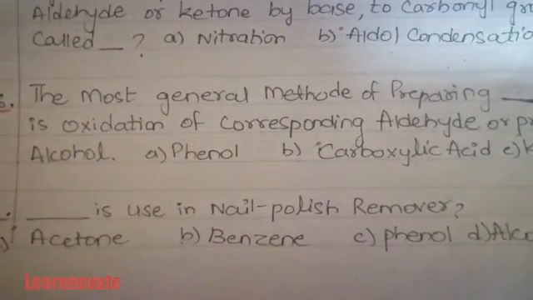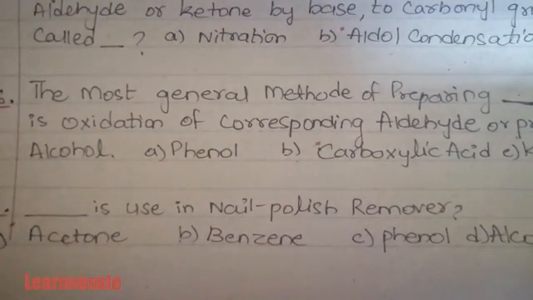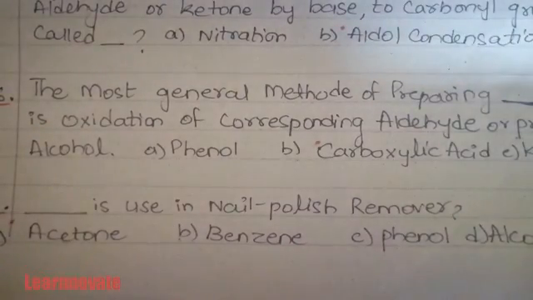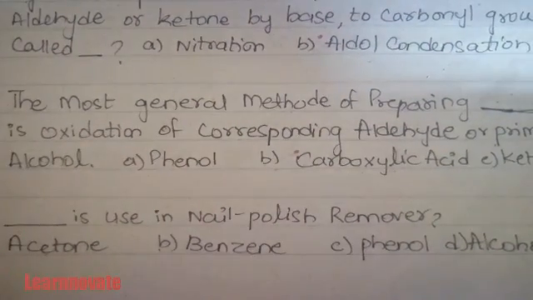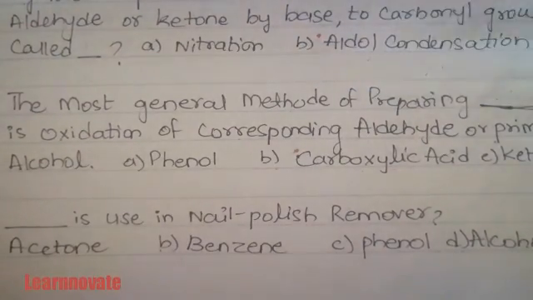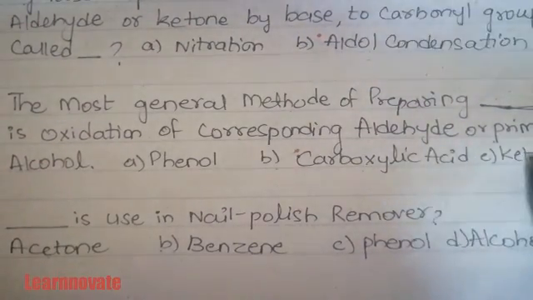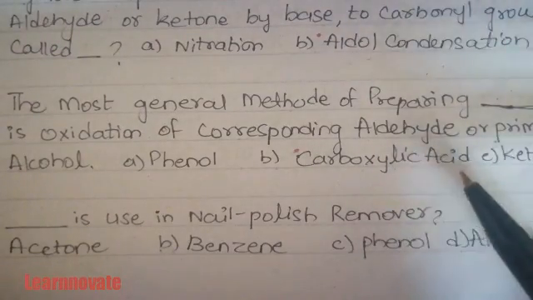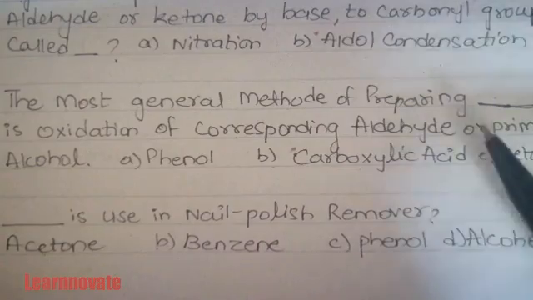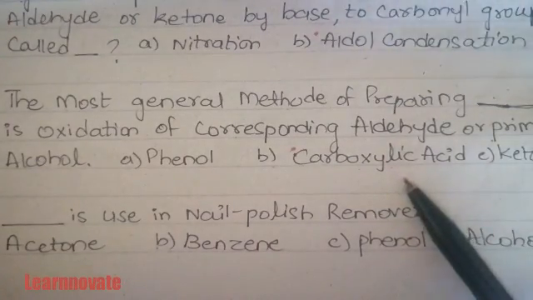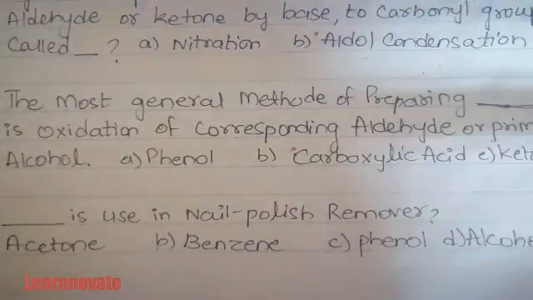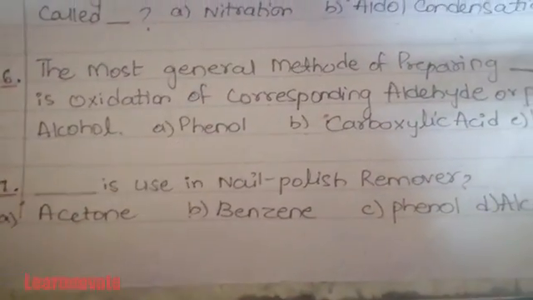Question number 6 says the most general method of preparing dash is the oxidation of the corresponding aldehyde or alcohol. If you know the general formula of aldehyde and alcohol, you will easily get to know that when you oxidize them, that is, the addition of oxygen in these compounds, either the aldehyde or alcohol, produces the carboxylic acid having the formula COOH. So this carboxylic acid is produced by the oxidation of either the aldehyde or a primary alcohol. So option B is correct for question number 6.